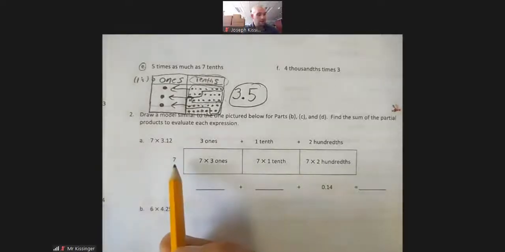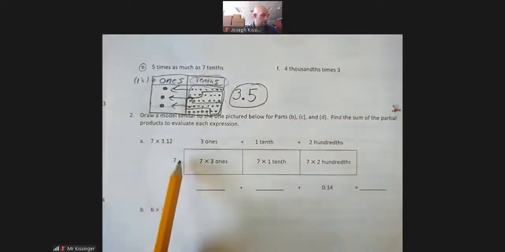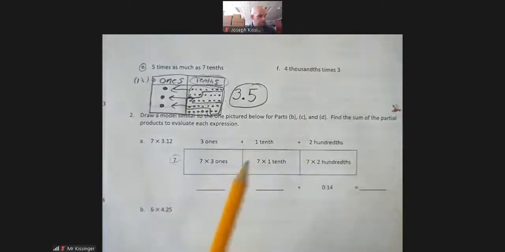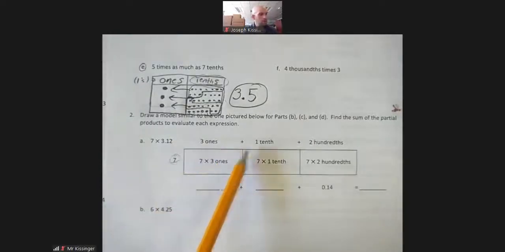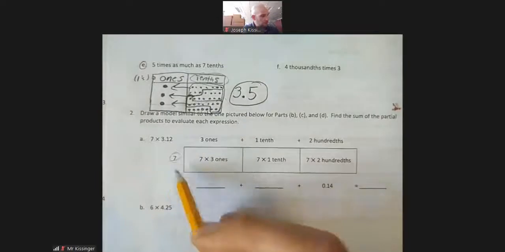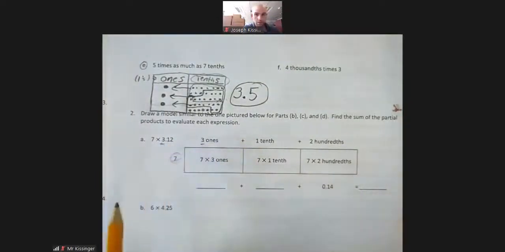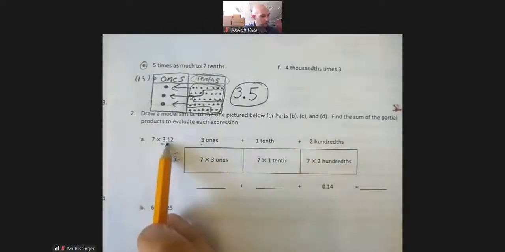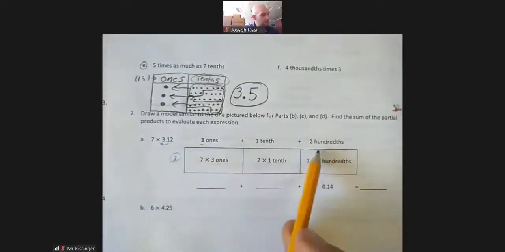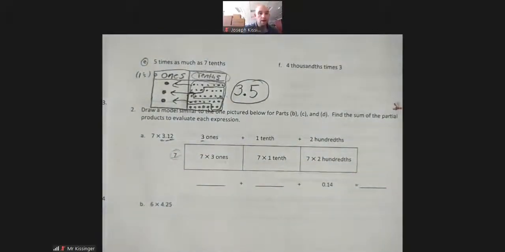So in this case, we have 7 here, and that's one of our factors. And then instead of finding our final product right away, we're going to find partial products and add them together. So we'll take 7 times 3 ones, which is here. 7 times 1 tenth, which is this place value. And then 7 times 2 hundredths, which is that place value. So we're going to take each place value and multiply it by 7 for that 3.12.